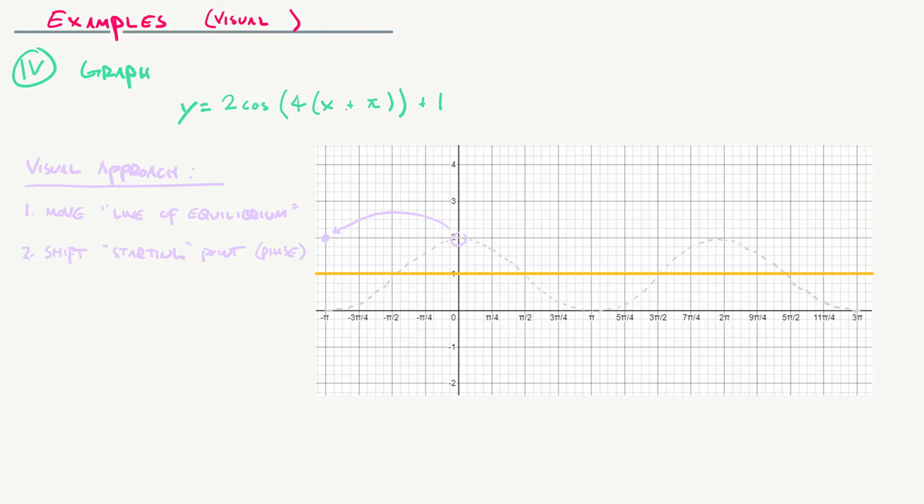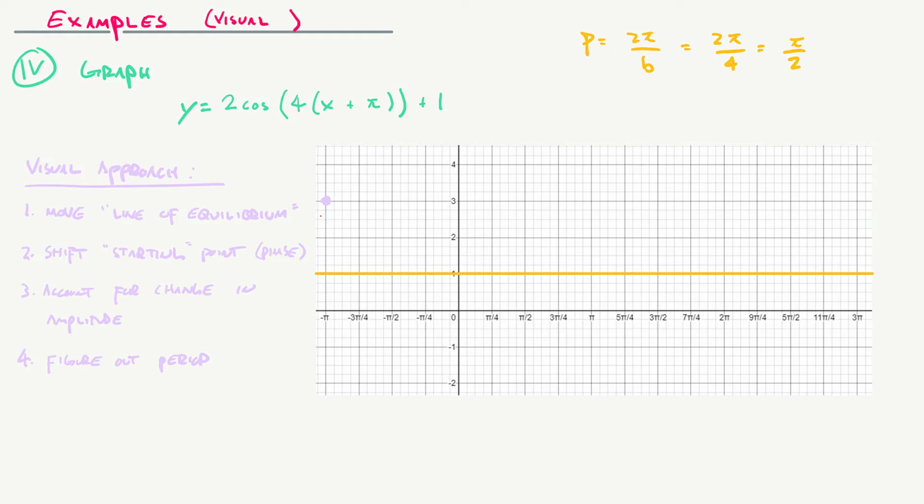All right, so now I'm going to move every single point, really just the starting point. For cosine, it starts 1 unit above the line of equilibrium. For sine, it would actually start on the line of equilibrium. But since this is cosine, I'm just moving that back to the left pi, because that's what the phase shift is. Move left pi. Next, I'm going to account for any change in amplitude. The amplitude should be 2. So above the line of equilibrium, we need to go up 2 units. Okay, so that's a pretty quick one.